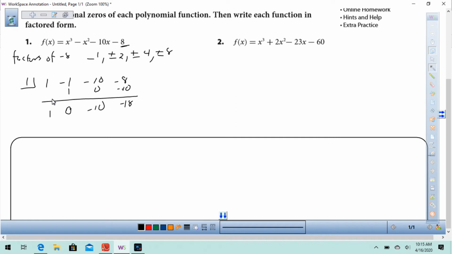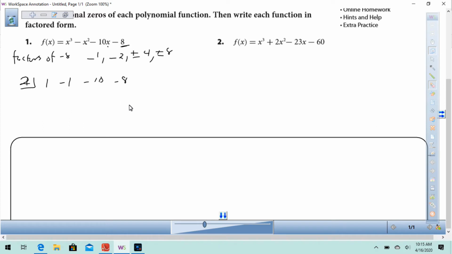Let's see. Let's pick another one. 2. Let's try 2. Bring the 1 down. 2 times 1 is 2, and that's going to make that a 1. That's going to make that a 2. That's going to make that a -8. And that's going to be -16. So positive 2 is not. Not doing too well here.